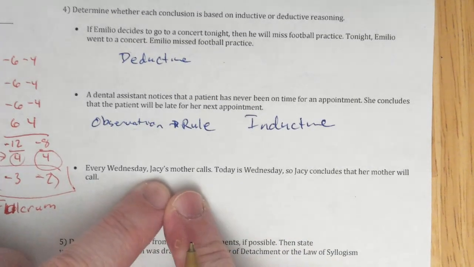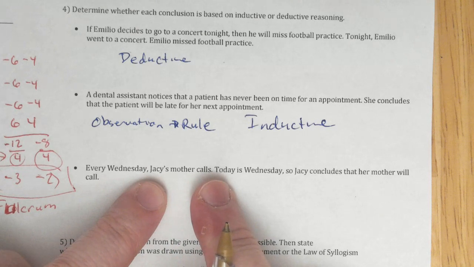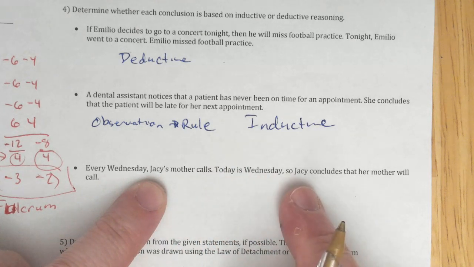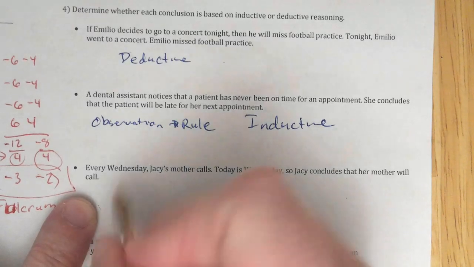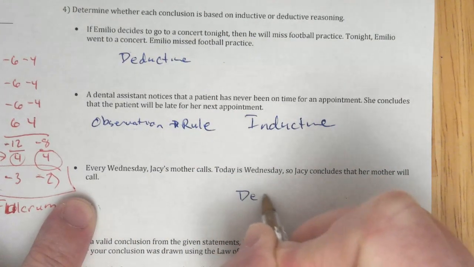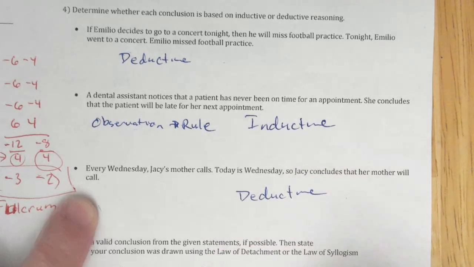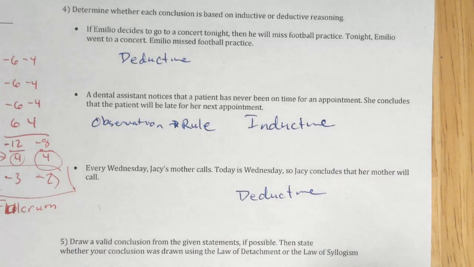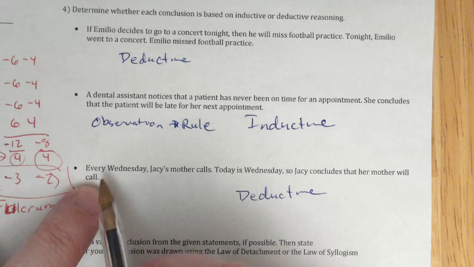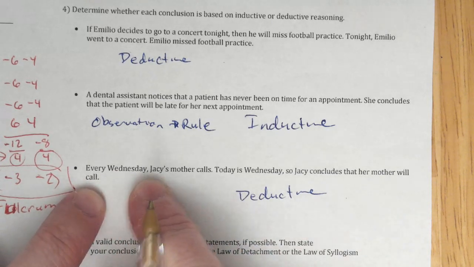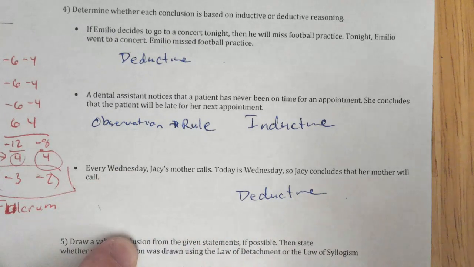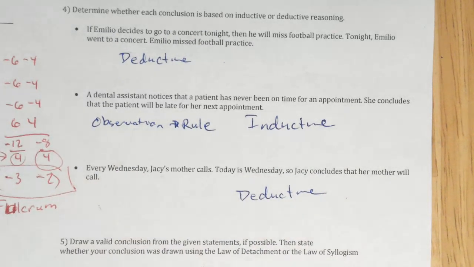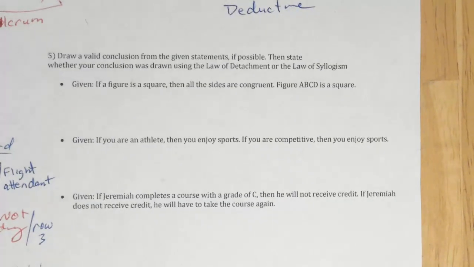Every Wednesday, JC's mother calls. Today is Wednesday. So JC concludes that her mother will call. So that right there is deductive. So basically, we notice some, so this is a rule, and now she is applying it to this particular instance, and that's deductive. All right, awesome. All right, so now the next thing, and the last thing.